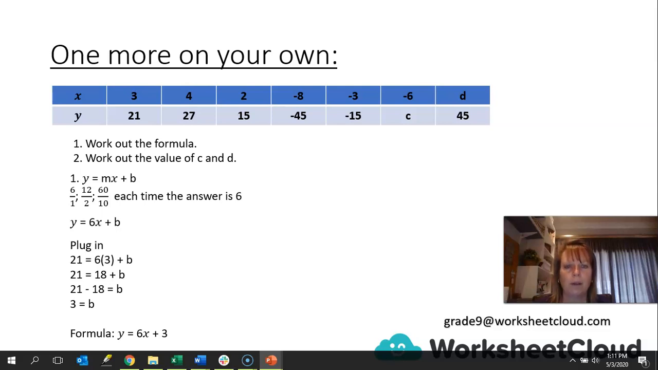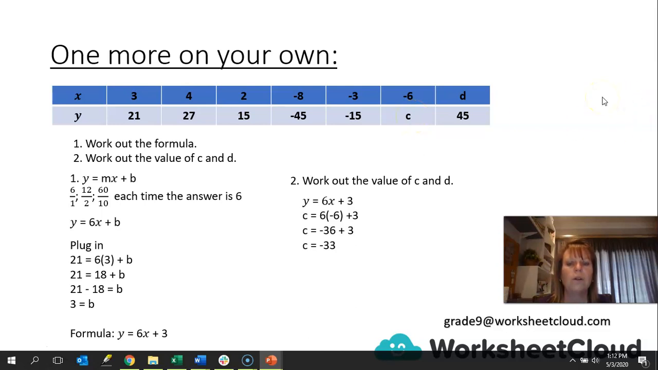We can now work out the value of c and d. Okay, so that's the number 2 part of what you had to do, work out the value of c and d. Okay, y is equal to 6x plus 3. We're going to make y c because that is our unknown, and we're going to plug in the minus 6 for the x. That's our x value. So c is equal to minus 36 because 6 times minus 6 is minus 36, plus 3. C is equal to minus 33. So there we go. Where x is minus 6, y is equal to minus 33.